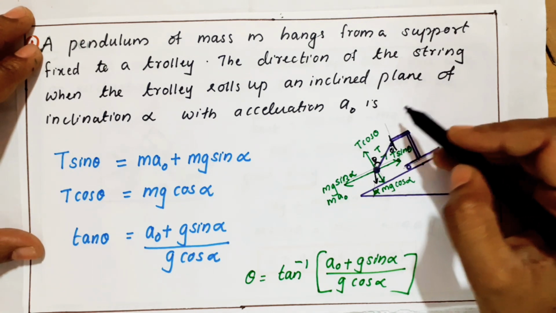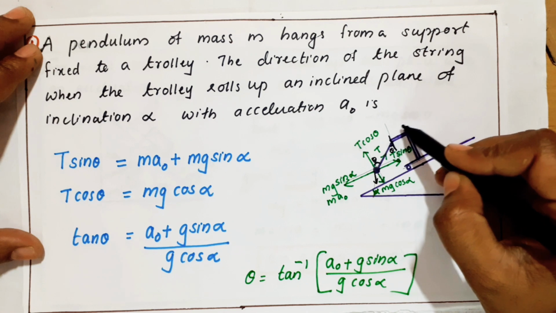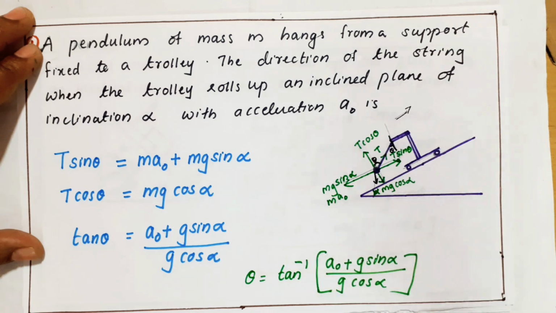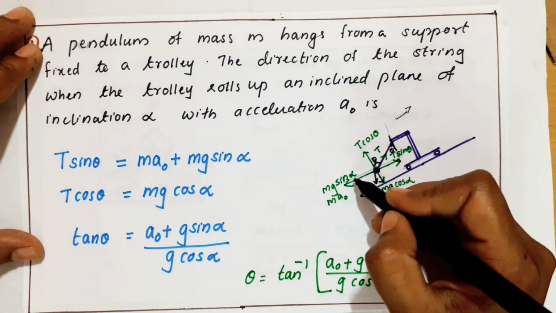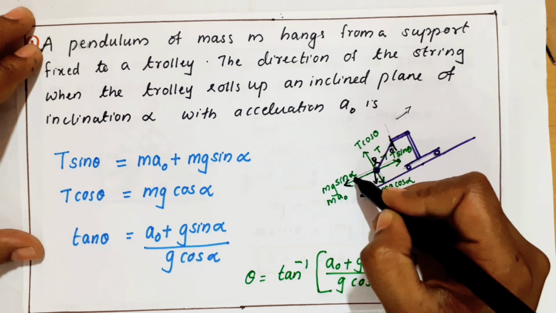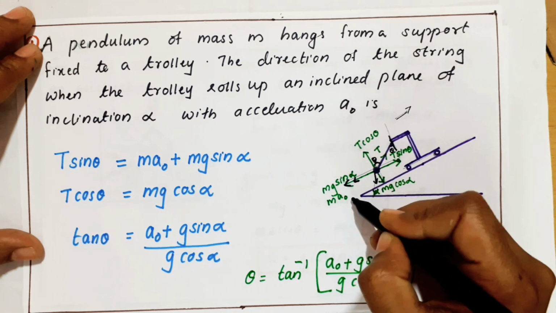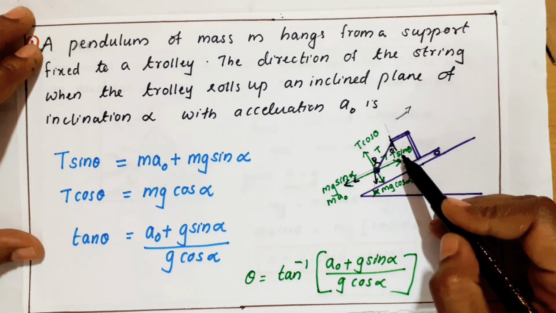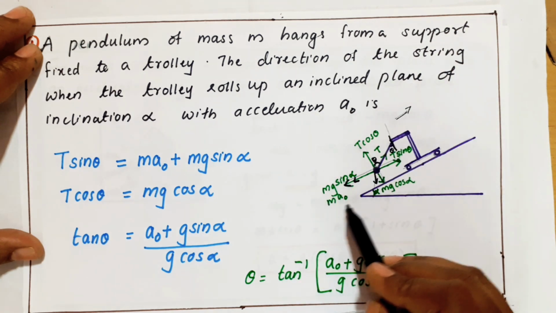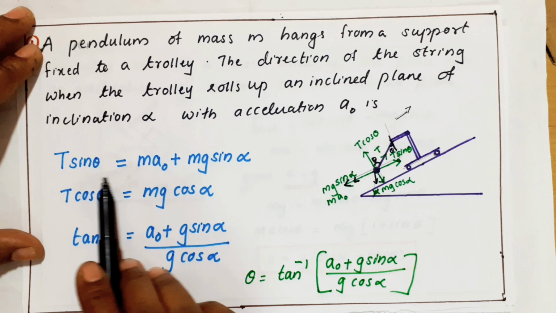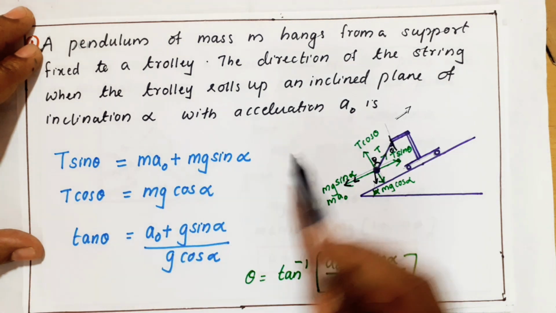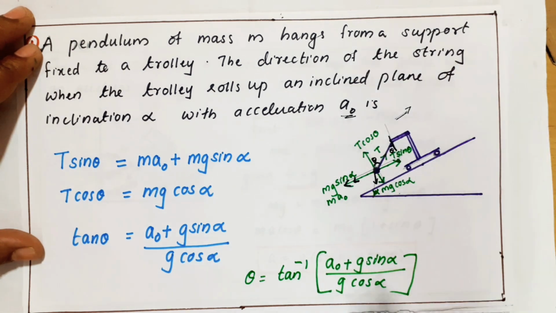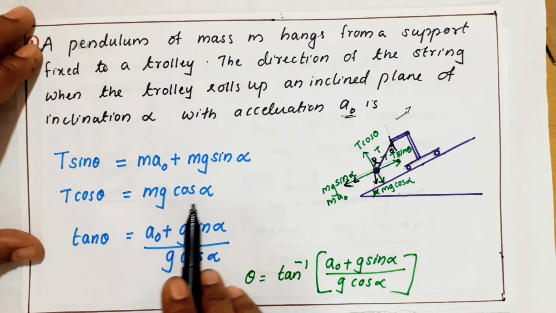Another main thing is, as the trolley is going up, the pendulum shows an acceleration in the downward direction. By seeing the free body diagram, you can understand that downward there are two components: one is mg sin alpha, the other is m a naught. So T sin theta is balanced with mg sin alpha plus m a naught. That is the first equation. T sin theta is equal to m times a naught plus g sin alpha, where a naught is given in the question. For T cos theta, the opposite component is mg cos alpha. That is, T cos theta is equal to mg cos alpha.